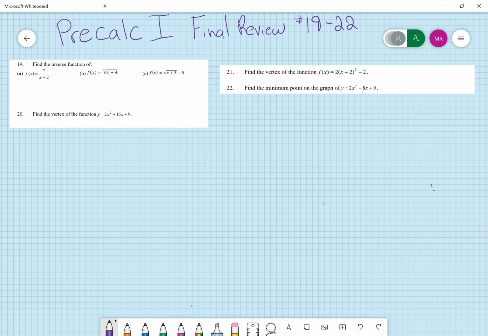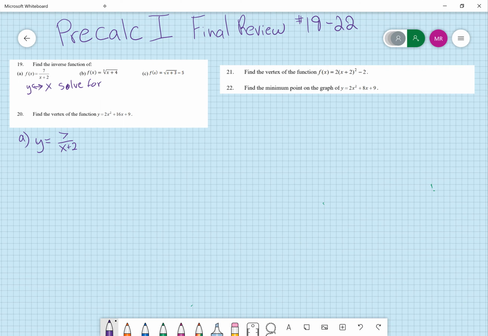So remember the process for finding the inverse is you take your x and your y and you swap them. And then you solve for y. So let's take this first one, A, which is y equals 7 over x plus 2.